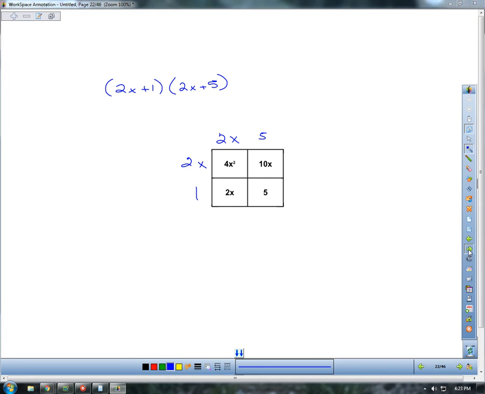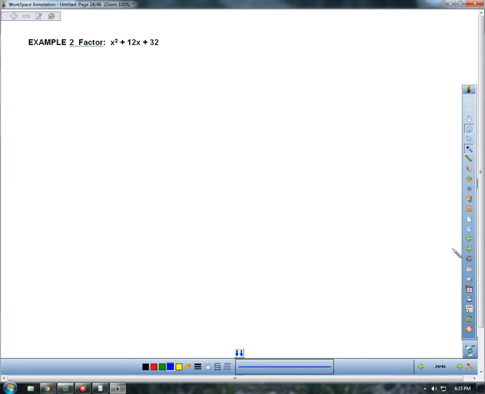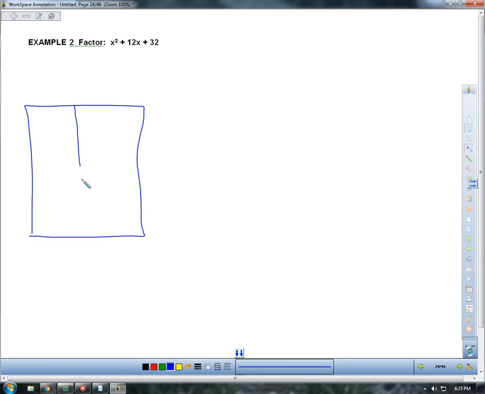Now, we will not always be given a box that's pre-filled in. So we've got to know what to do. So to get started, I'm going to do my box over here if you don't mind. To get started, if you have a trinomial, you can go ahead and fill in 2 of the boxes. We have x squared and 32.